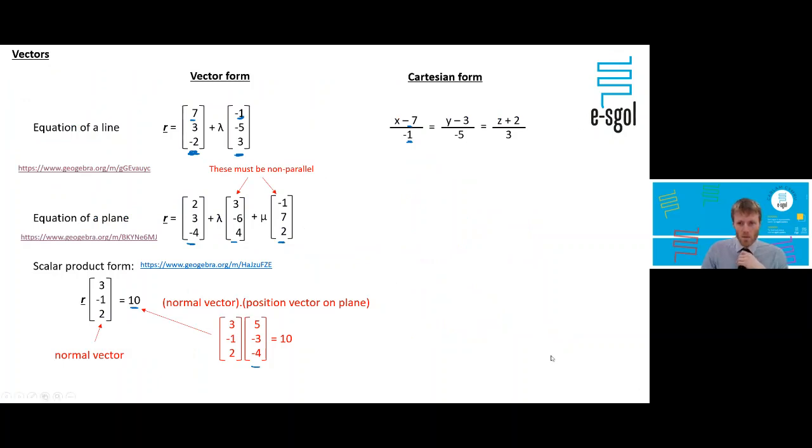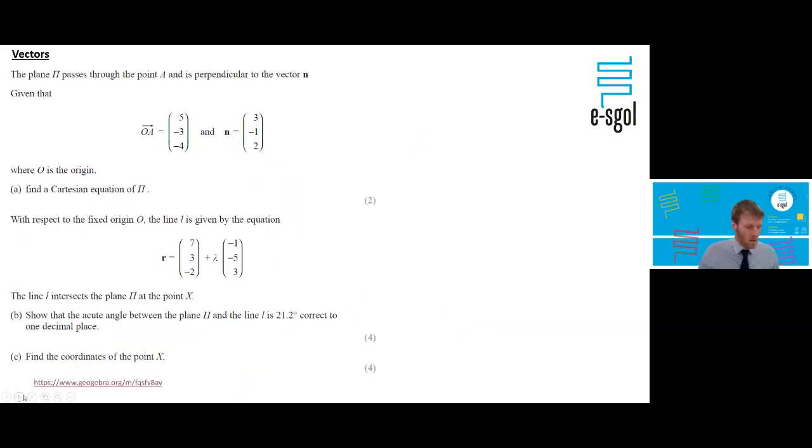The Cartesian form of a plane is nice and straightforward. You can basically substitute x, y, and z where it says r, and then you get to do the dot product of that and the normal vector. Right, an exam question.